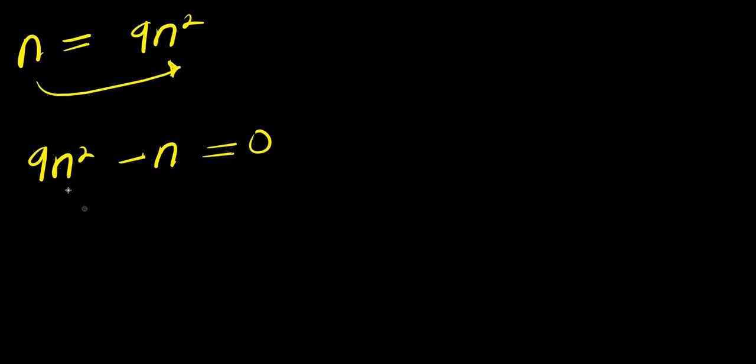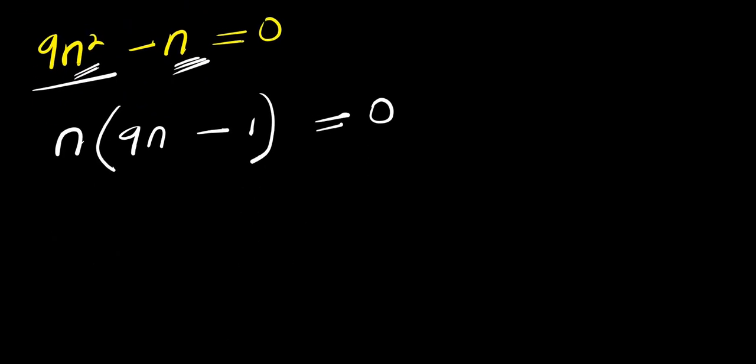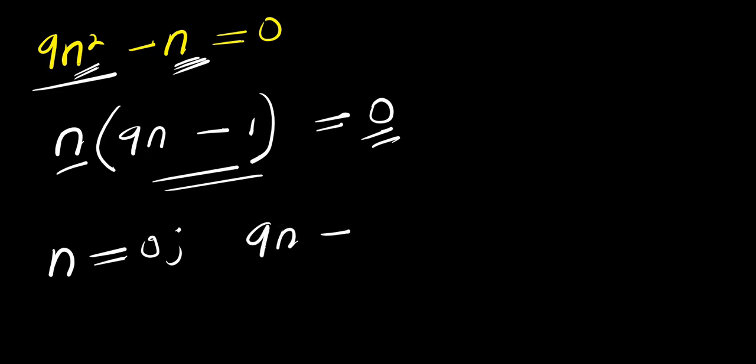Right here, there is n here, there is n here. I can factor out n. Of n times, this divided by n is 9n, minus this divided by n is 1, and this equals 0. So from here, I can equate each of these to 0. I have n equals 0, the first one. I can also equate 9n minus 1 equals 0.